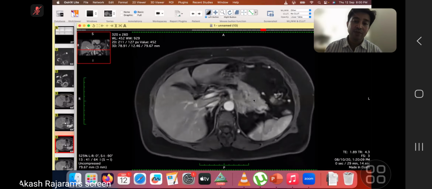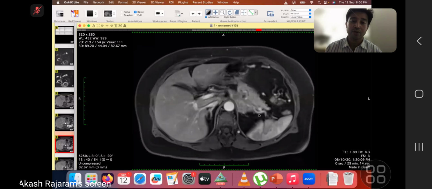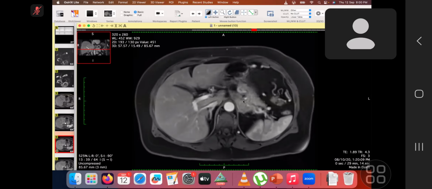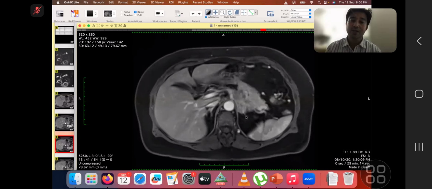But the other differential which you need to keep in mind is IgG4 related disease. And that's what it was. We did a biopsy of this lesion and it turned out to be IgG4 related disease. So always keep that in mind, that it can have an unusual appearance. It can look aggressive, and you should keep that in mind.